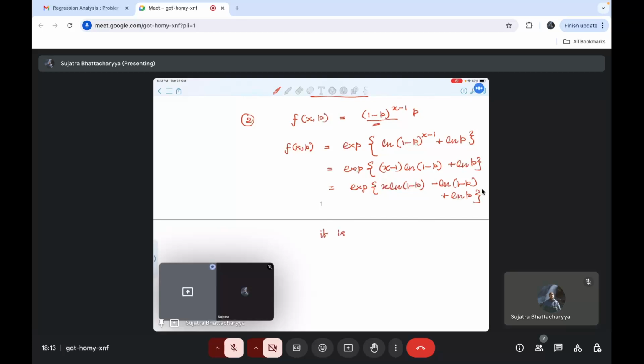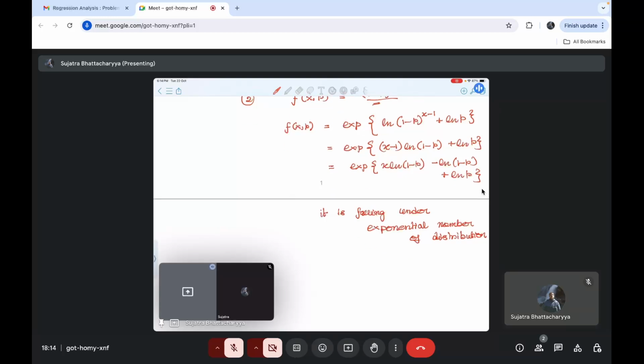It is falling under the exponential family of distributions, because we can write this particular function in terms of this exponential function. So that's why.